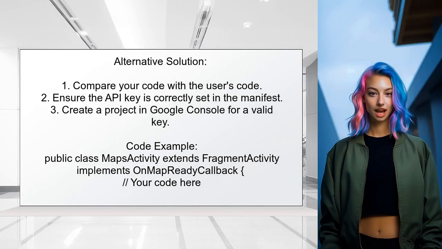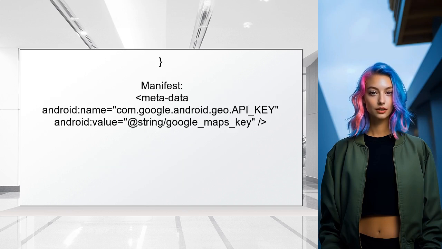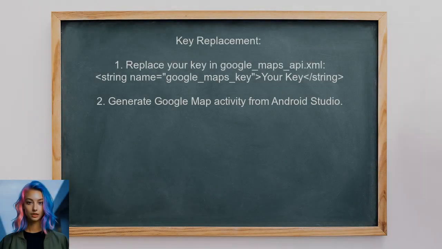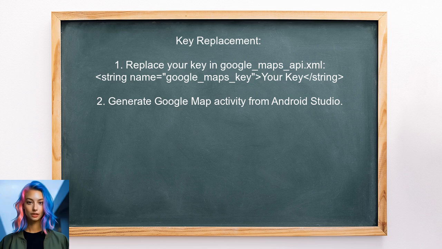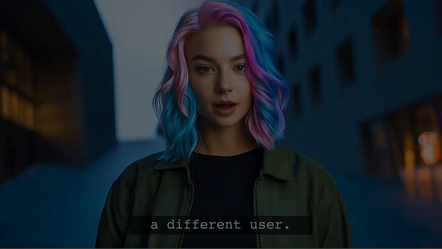An alternative solution comes from another user who suggests comparing your code with theirs. They provide a sample of their main activity, which is structured similarly but may have slight differences. They emphasize ensuring that the API key is correctly set in your manifest file and suggest creating a project in the Google console to obtain a valid key. They also remind you to replace the key value in the Google Maps API.xml file with your actual key. Lastly, they mention that you can generate a Google Map activity directly from Android Studio, which can simplify the setup process. Now let's see a response from a different user.